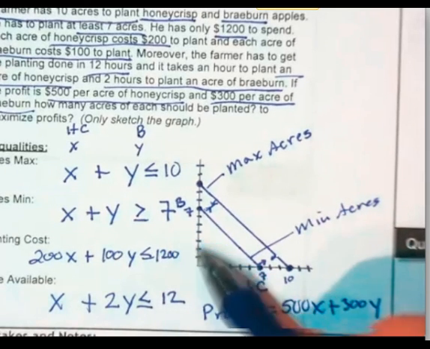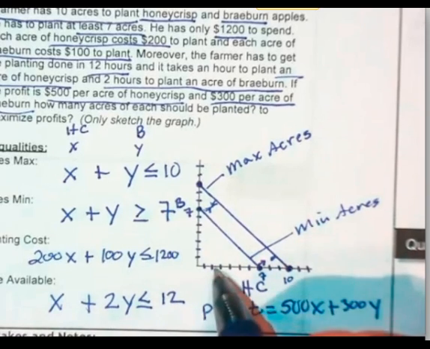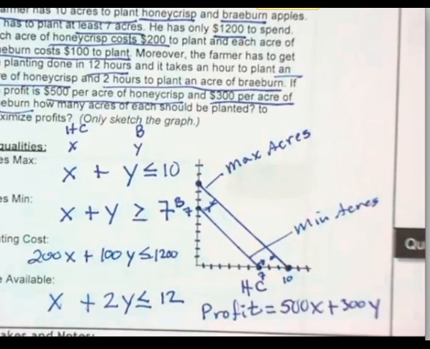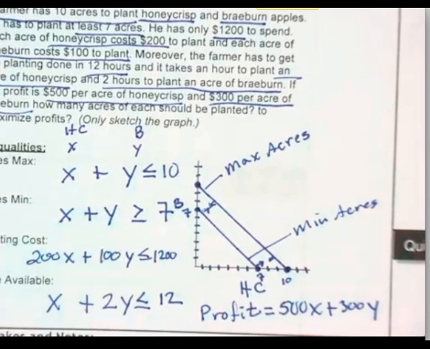You cannot plant down here. You cannot plant 4 acres of Honeycrisp and 4 acres of Braeburn. It's not possible. It doesn't fit in our criteria. The total has to be at least 7. Now I kind of screwed that up because 4 is actually on the sheet here. But if I did 2 acres of Honeycrisp and 2 acres of Braeburn, that does not fit our criteria of the minimum amount that we want to have planted.